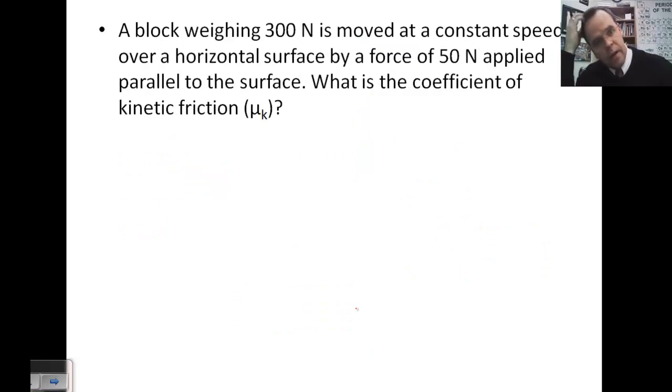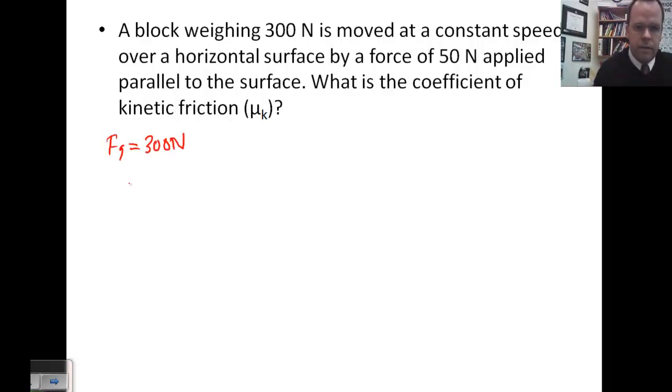A block weighing 300 newtons is moved at a constant speed over a horizontal surface by a force of 50 newtons parallel to the surface. What is the coefficient of kinetic friction? So in this case, I know the force of gravity is 300 newtons. I know the applied force is 50 newtons. I'm looking for the coefficient of kinetic friction.